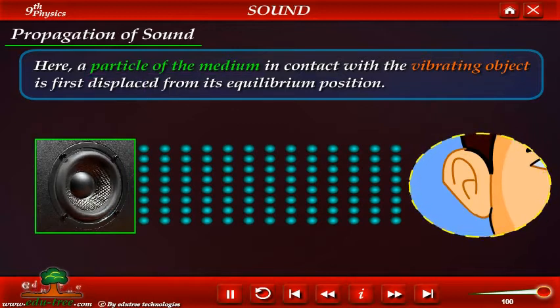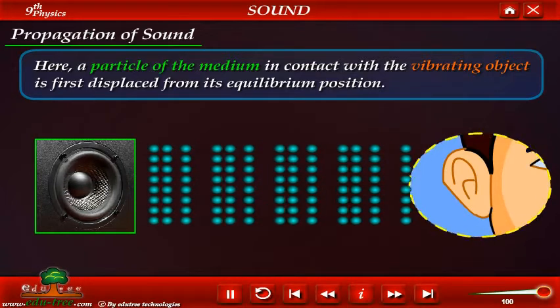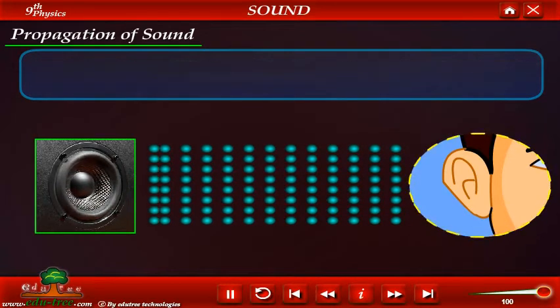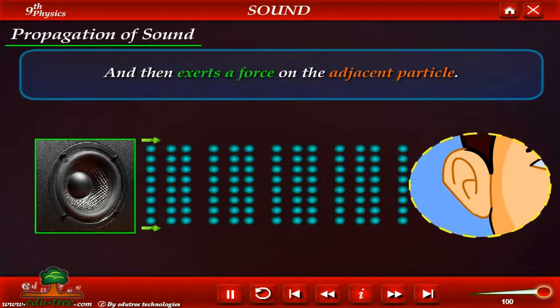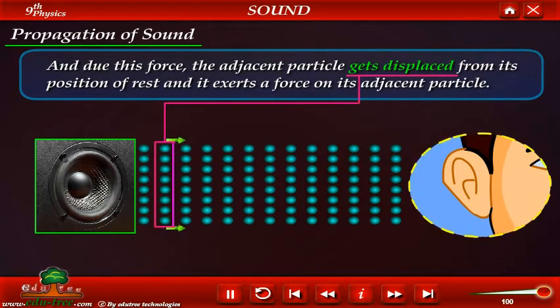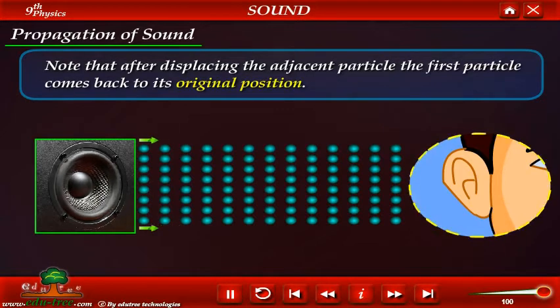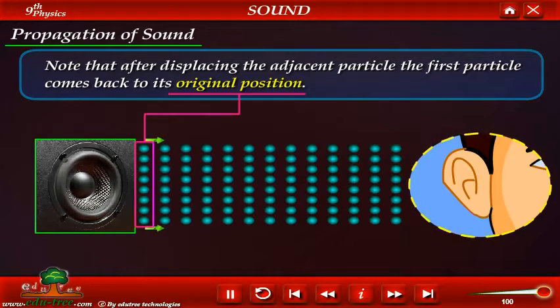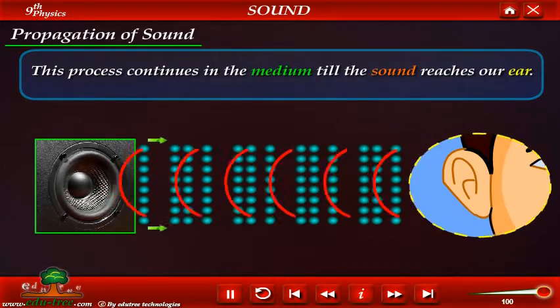Here, a particle of the medium, in contact with the vibrating object, is first displaced from its equilibrium position, and then exerts a force on the adjacent particle. Due to this force, the adjacent particle gets displaced from its position of rest, and it exerts a force on its adjacent particle. Note that, after displacing the adjacent particle, the first particle comes back to its original position. This process continues in the medium till the sound reaches our ear.